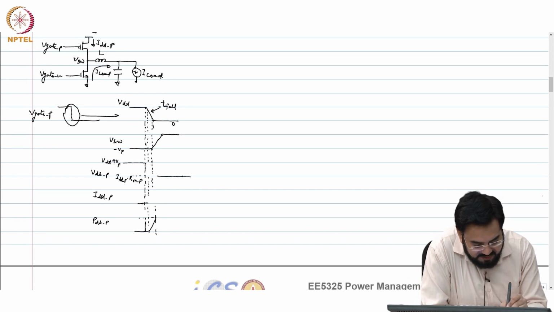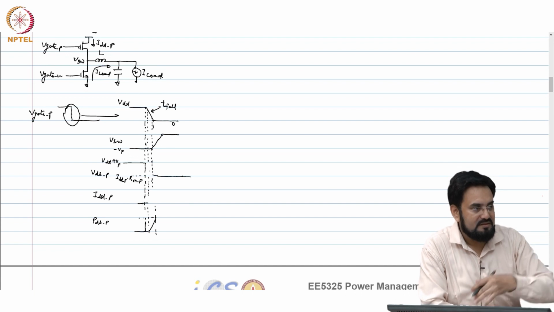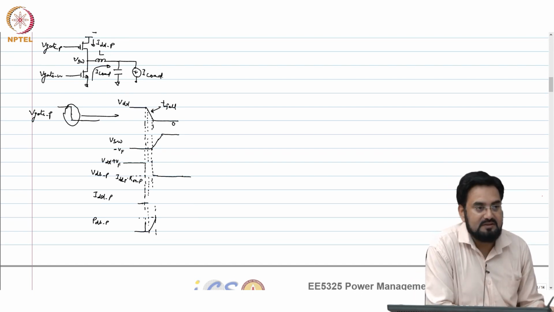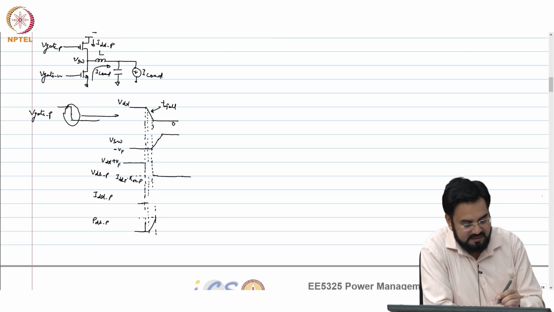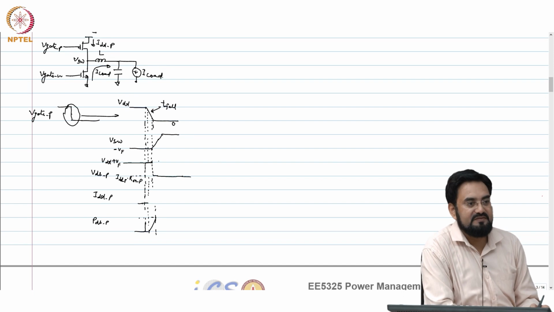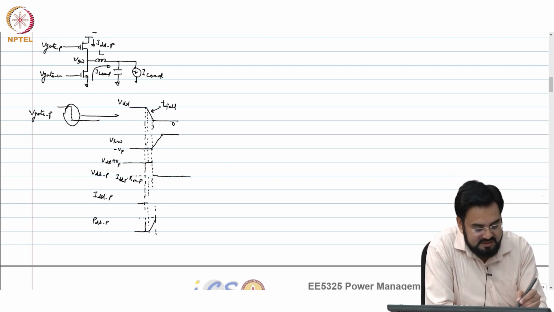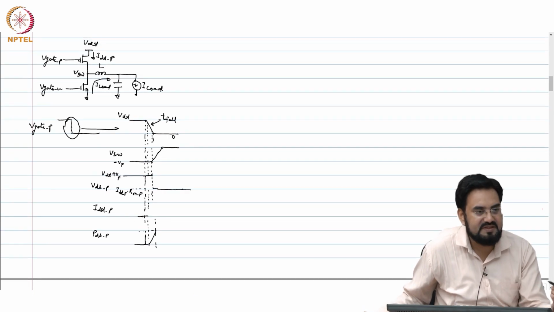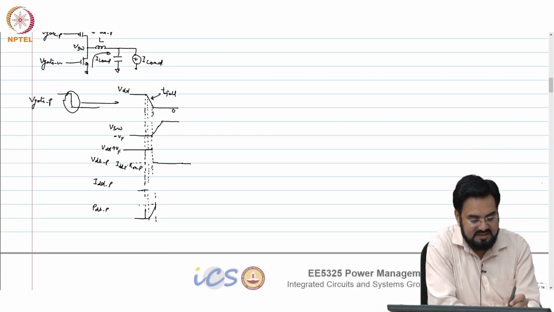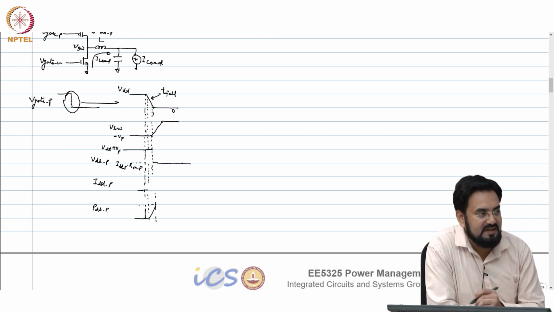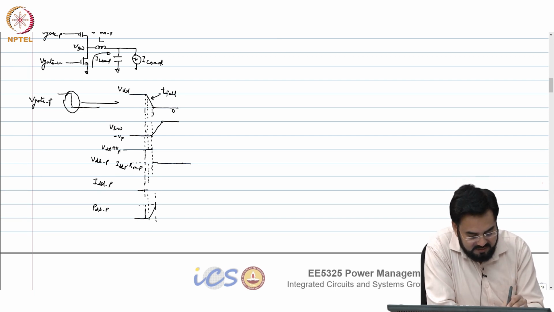VSW is rising from here. So, how can VDS start changing right away? It should start changing from here only. Okay. So, it will remain VDD plus VF until here, because what is your VDS? VDS is nothing but VDD minus VSW. So, VSW remains VF until this point. So, VDD plus VF will extend until this point. Okay.